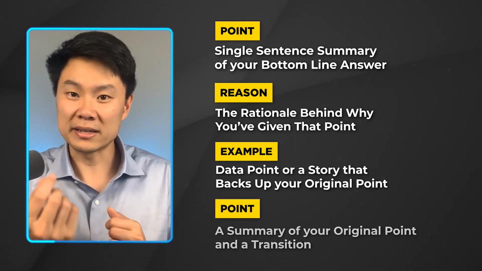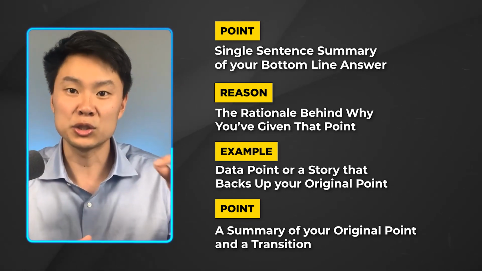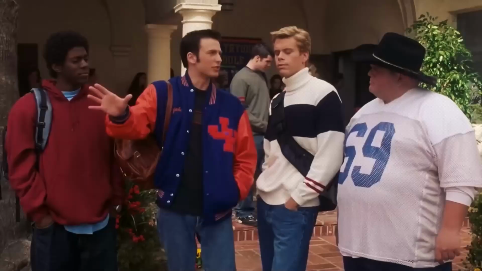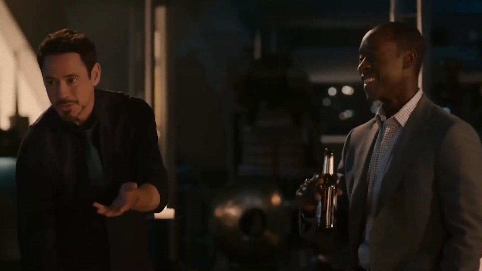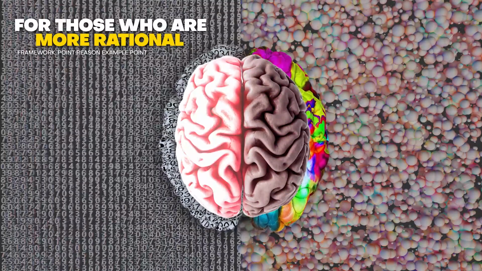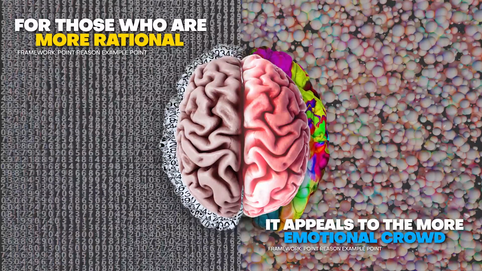And the final point is a summary of your original point and a transition to what the audience should do or feel next. This framework is particularly useful because it appeals to a broader audience. It appeals to those who are more rational when you give a reason behind your point, and it appeals to the more emotional crowd based off the example you would give to support your point. Watch how NVIDIA CEO Jensen Huang handles a difficult question about the potential dangers of AI.